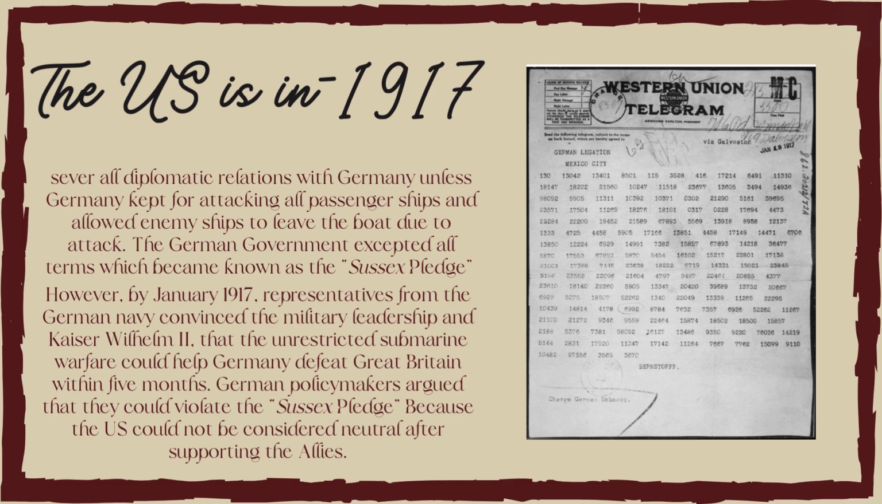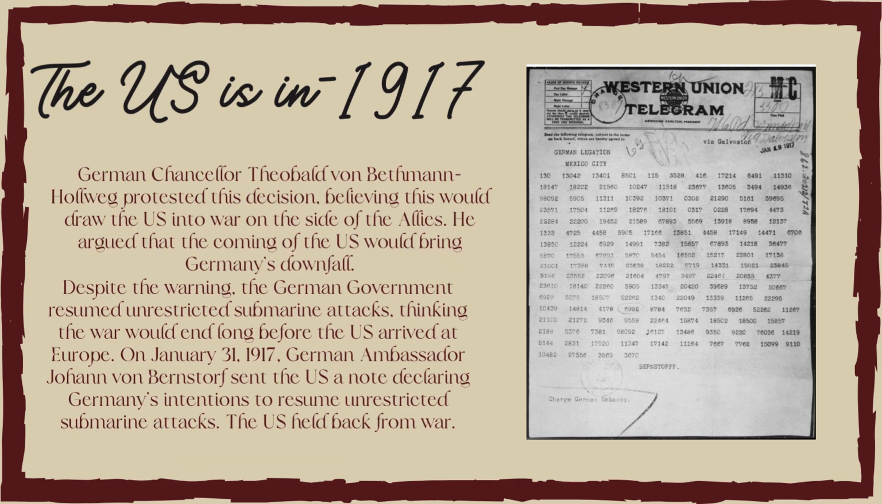However, by January 1917, representatives from the German Navy convinced the military leaders and Kaiser Wilhelm II that unrestricted submarine warfare could help Germany defeat Great Britain within 5 months. German policymakers argued that they could violate the Sussex Pledge because the U.S. could not be considered neutral after supporting the Allies. German Chancellor Theobald von Bethmann-Hollweg protested this decision, believing this would draw the U.S. into war on the side of the Allies.